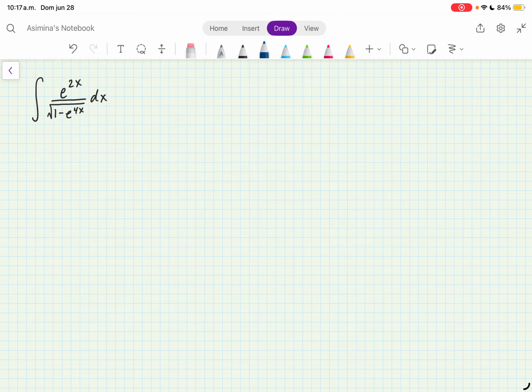So here we see that we have an e to the 2x in the numerator, and in the denominator under the square root we have an e to the 4x. So this makes me think we should try u-substitution by letting u equal e to the 2x. Now what do we know about e to the x in general? Well, it's its own derivative. So let's see what we get if we let u equal e to the 2x.